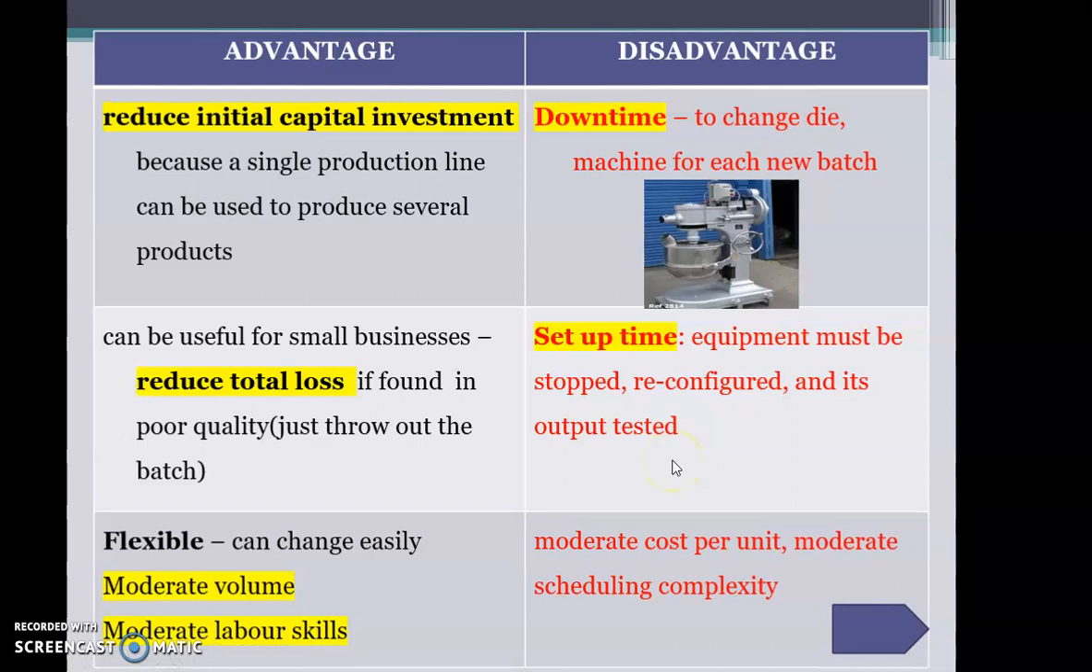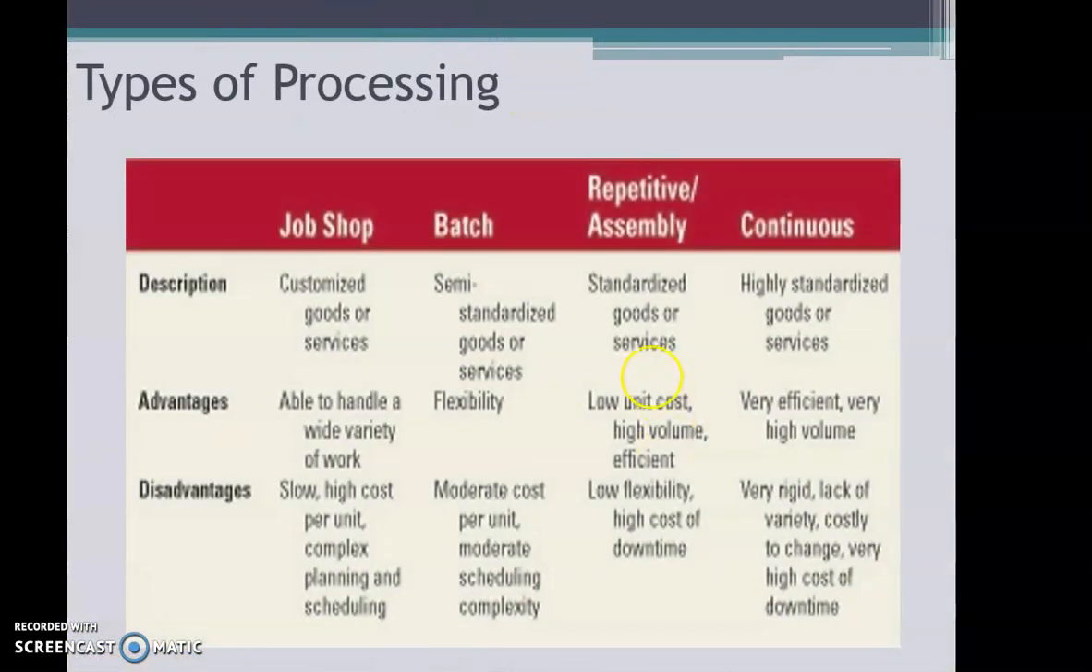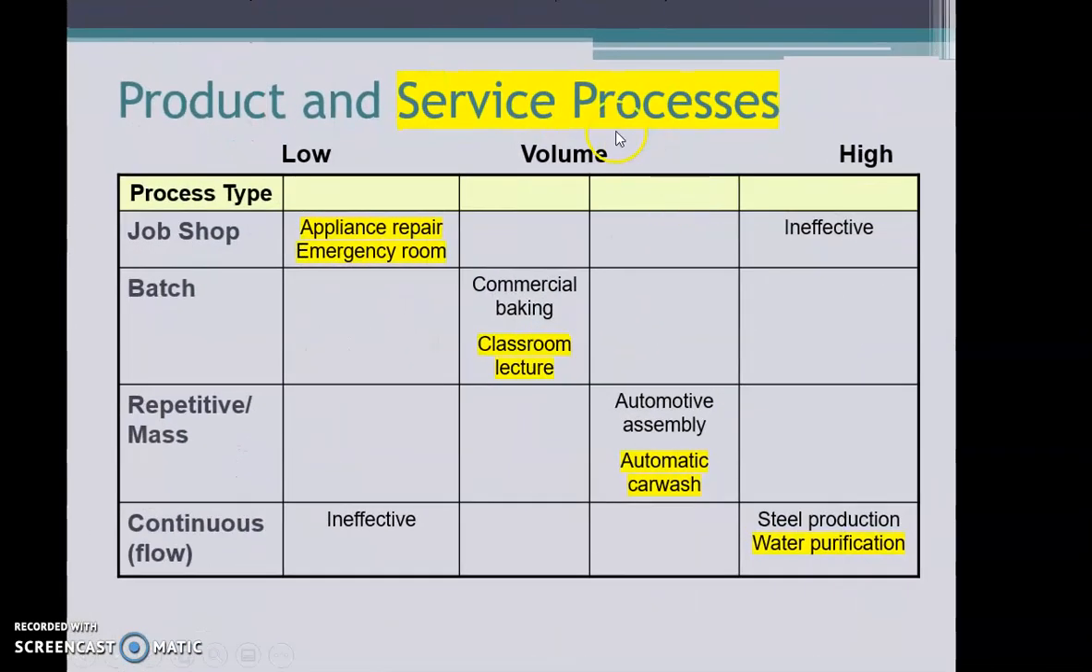All right, and then next, these are the examples. Again, this is a summary of the types of processing. Repetitive and continuous is considered as mass. And don't forget the service. Service we can also categorize into the three: job shop, batch, and mass.